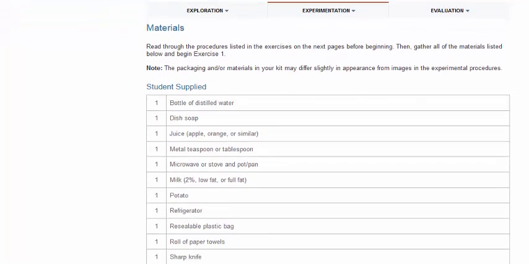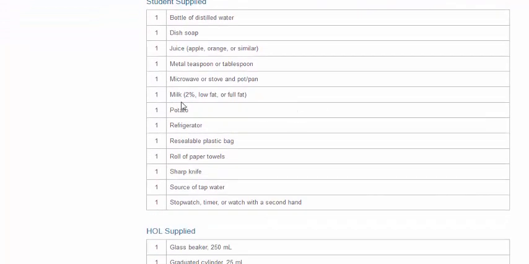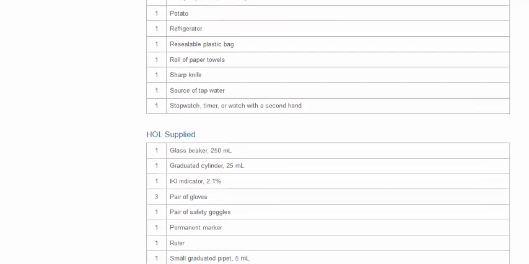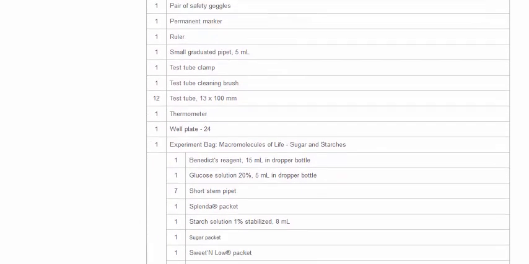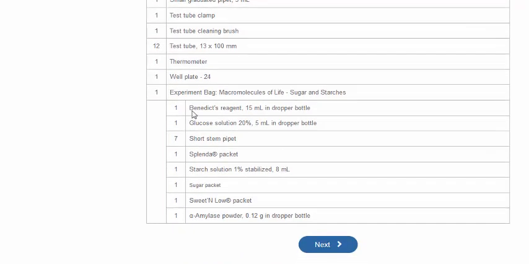Okay, and then let's see, the milk has to be dairy. It cannot be soy milk or almond milk or any other kind of milk. It has to be from a mammal. And then let's see, everything else here. A lot of the chemicals that you'll need for this experiment will be in the experiment bag marked Macromolecules of Life. So hopefully that will make getting your supplies together before you start the experiment easier.